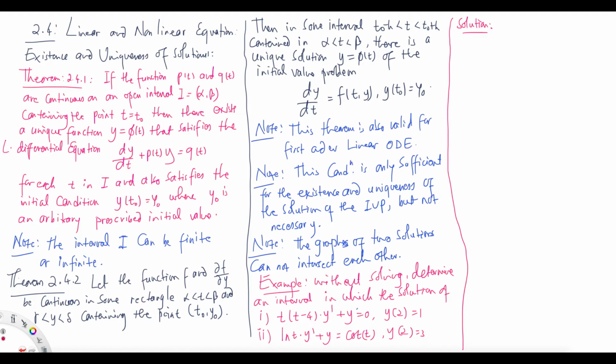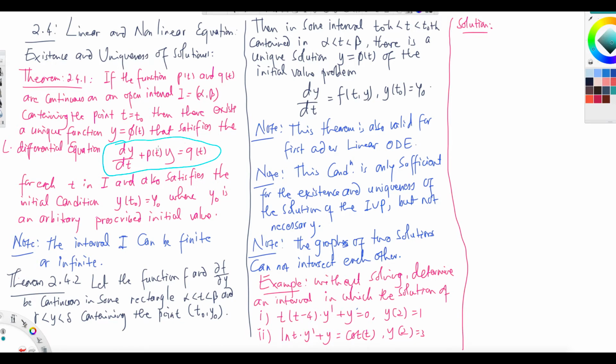First of all, let us talk about the linear differential equation. In the case of the linear differential equation, what happens? Theorem 2.4.1, this is the same theorem from the book. If the functions p(t) and q(t), look at this differential equation here, p(t) is the coefficient of y and q(t) is the function of t on the right hand side. If the functions p(t) and q(t) are continuous on an open interval I equals alpha to beta, this is an arbitrary open interval.